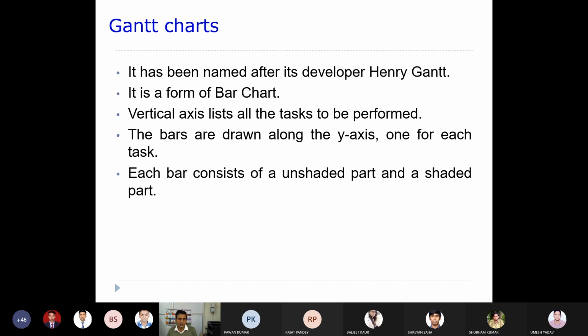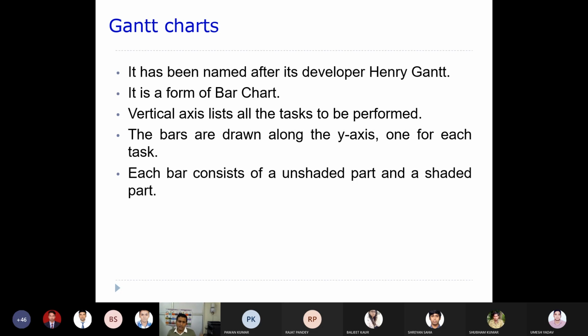There are a certain number of bars, which tell you how much a particular bar contributes, or what a bar represents. The vertical axis lists all the tasks to be performed. In this case we have an x-axis and a y-axis, and the y-axis is called the vertical axis. Whatever tasks you have, for each task you will see a bar. The bars are drawn along the y-axis, one for each task, so each and every task is represented by a particular bar.